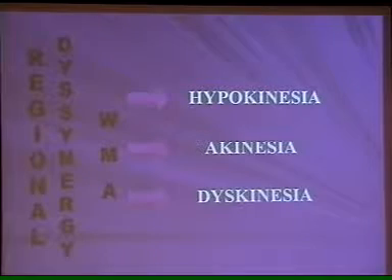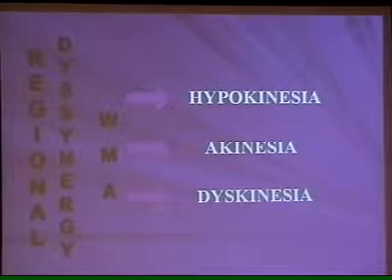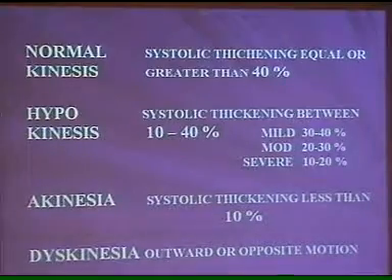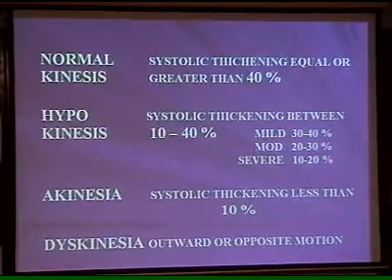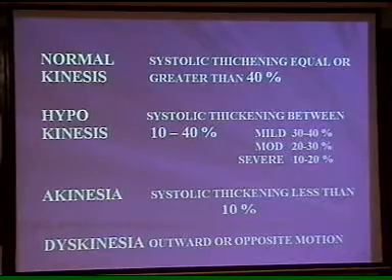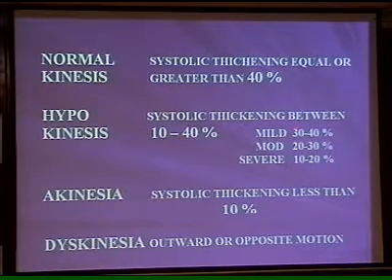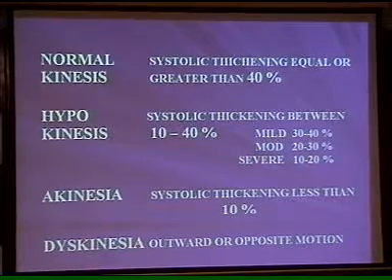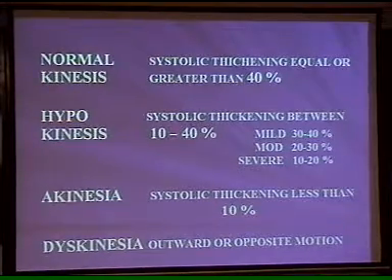What are the changes of ischemia? Hypokinesis, akinesia or dyskinesia. When you see a report mentioning that these regions are akinetic, this is dyskinetic, or this is hypokinetic, what does this mean? Normal systolic thickening of a segment, if it is more than 40%, is obviously normal. Hypokinesis falls between 10 to 40% systolic thickening. Mild is 30 to 40, moderate 20 to 30, and severe is between 10 to 20. Anything less than 10% systolic thickening is considered akinesia, so it is an infarcted region. This is akinesia.